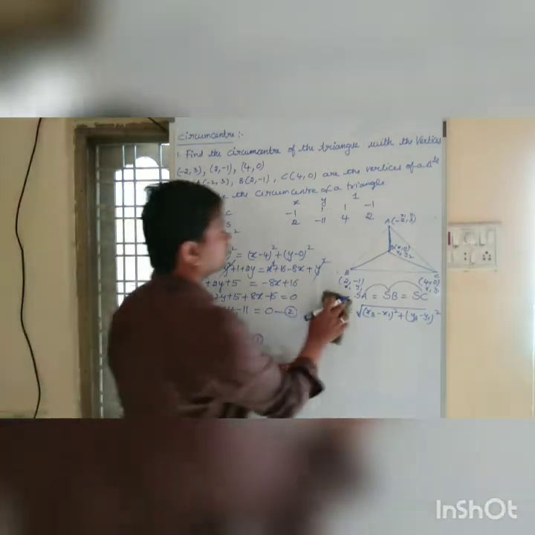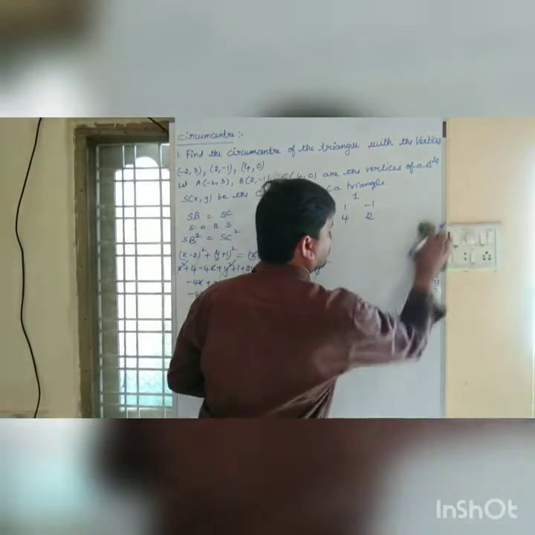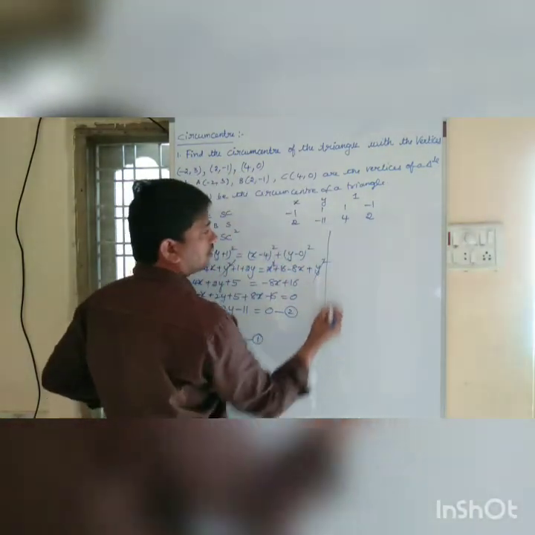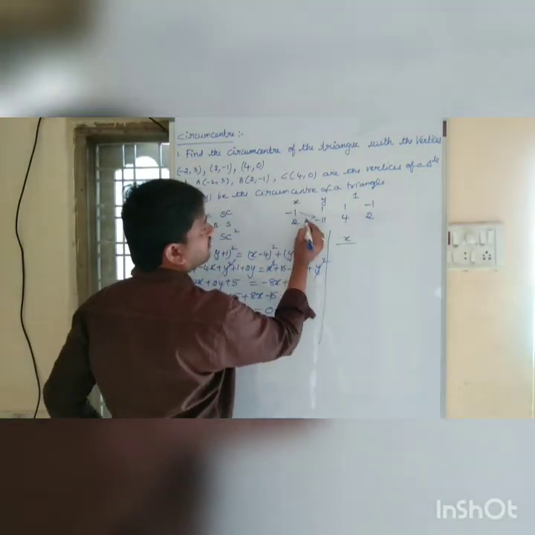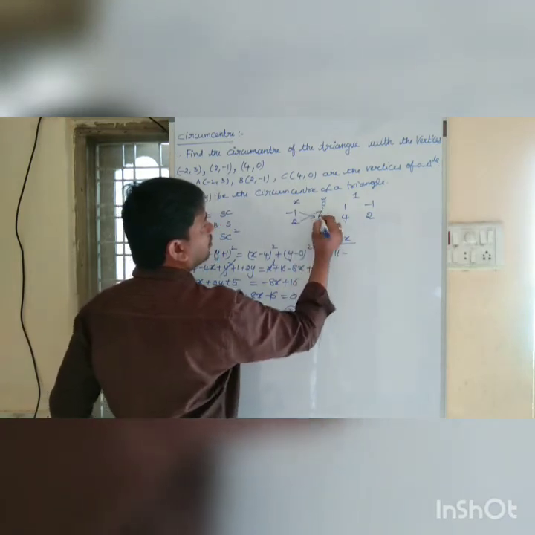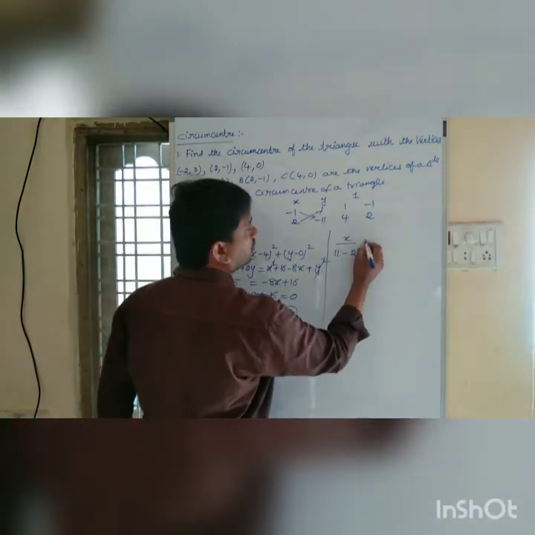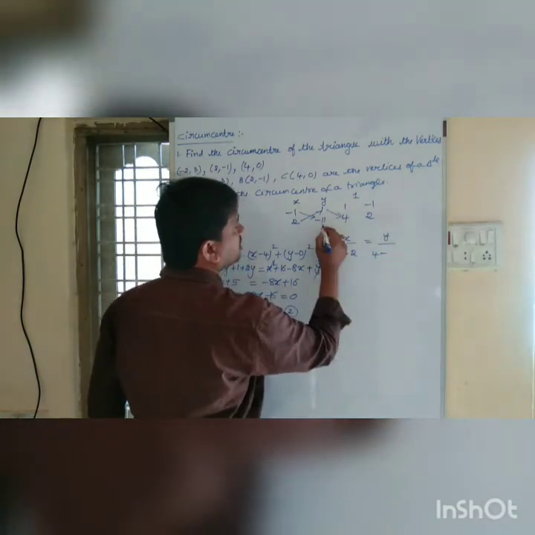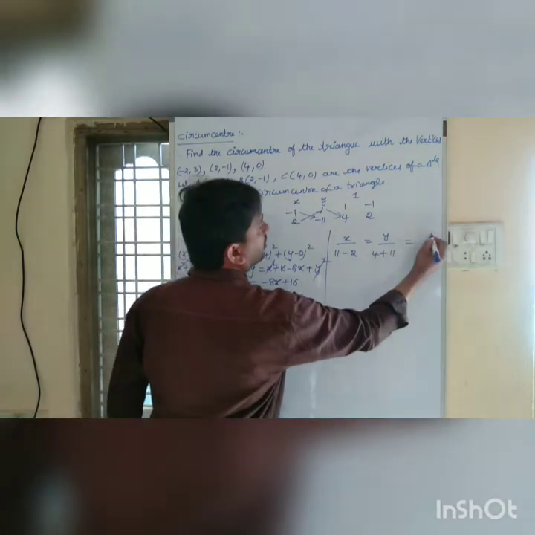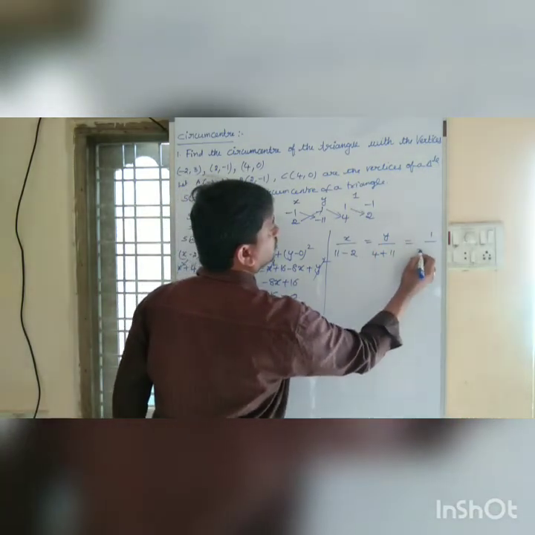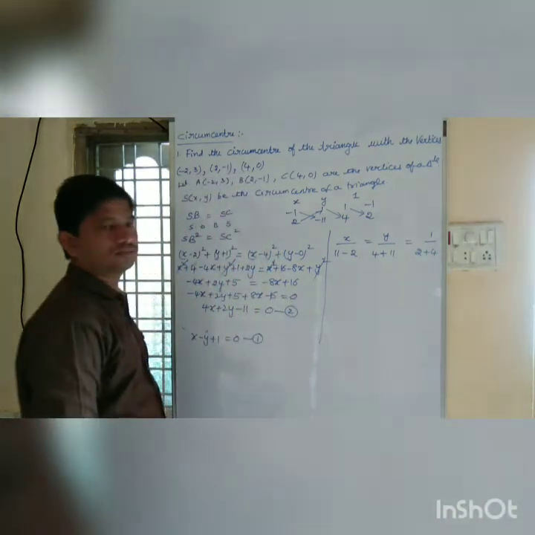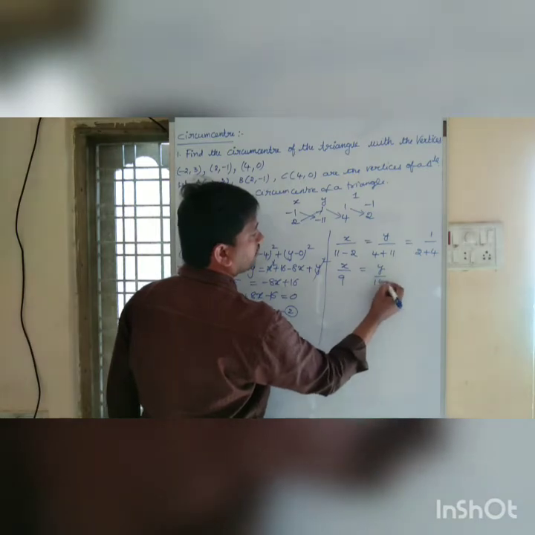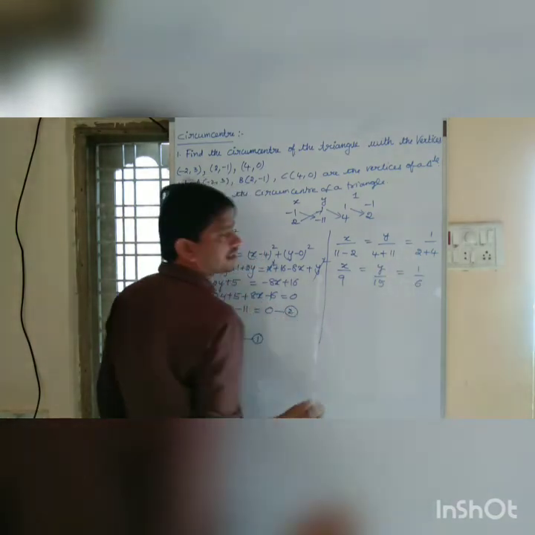So let us solve now. That is x by minus 1 into 11, 11, 2 into 1, 2, equal to y by 1 into 4, 4, minus into minus plus, 11 1 is 11, equal to 1 by 1 2 is 2, minus into minus plus, 4 1 is 4. So that is x by 9 equal to y by 15 equal to 1 by 6.